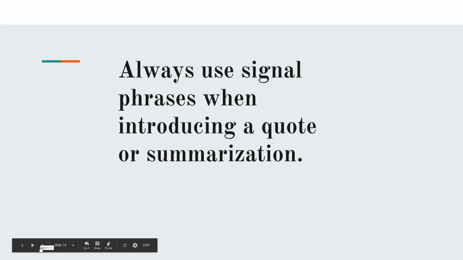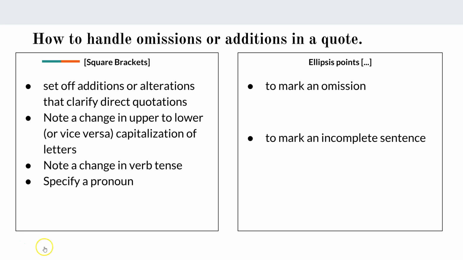Always use signal phrases when introducing a quote or summarization. Do not simply begin a sentence with the first word of a quotation. You're going to need to say something like, for example, or in order to. These things are signal phrases. You must always begin a quote or summary with a signal phrase.